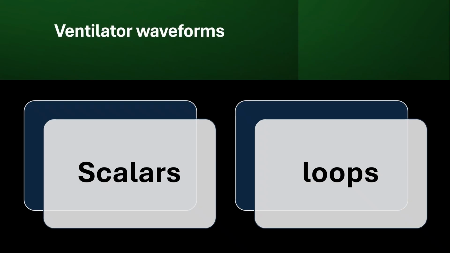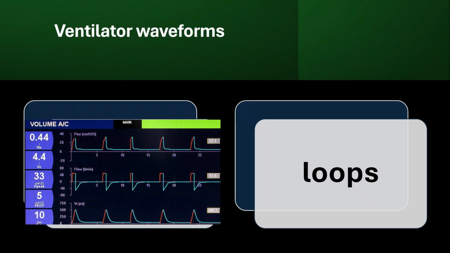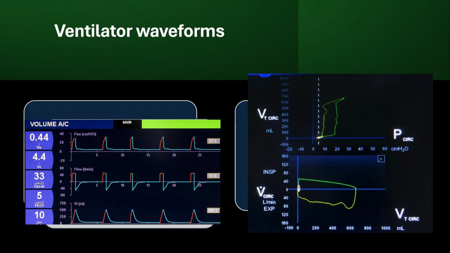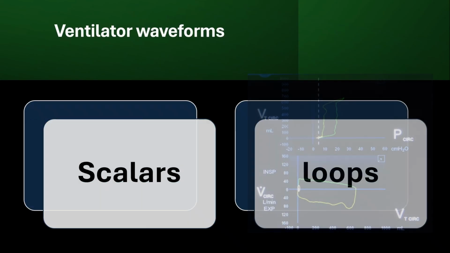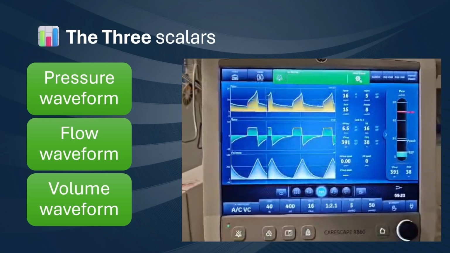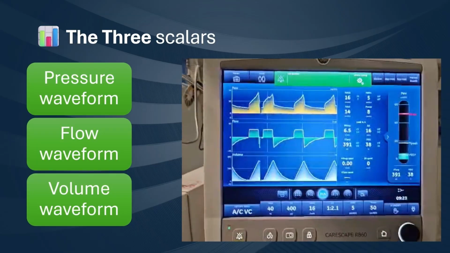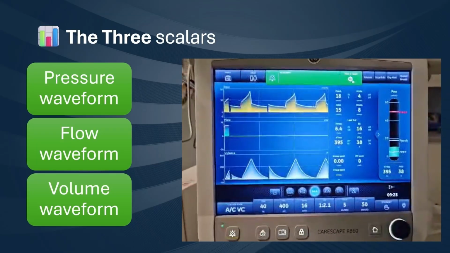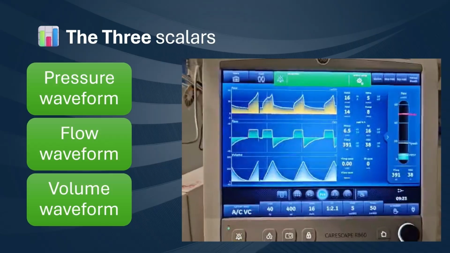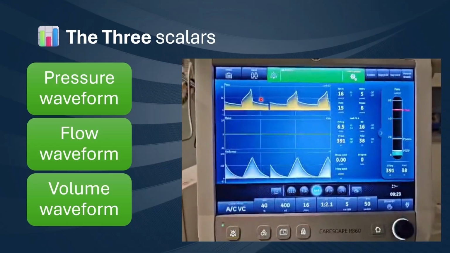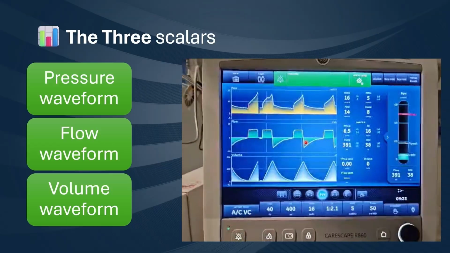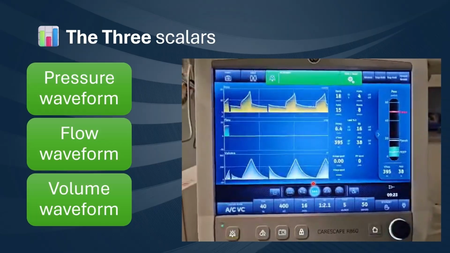These are the major categories. Scalars are basically the variable against time, and loops are basically the relationship between two variables. We have three types of scalars: pressure, flow, and volume. As you can see on this ventilator screen, the upper one is the pressure time scalar, the middle one is the flow time scalar, and the last one is the volume time scalar.